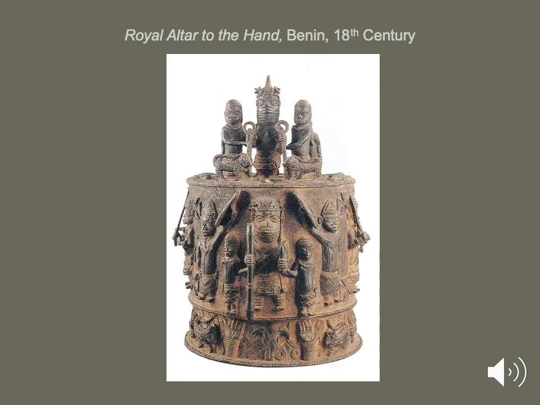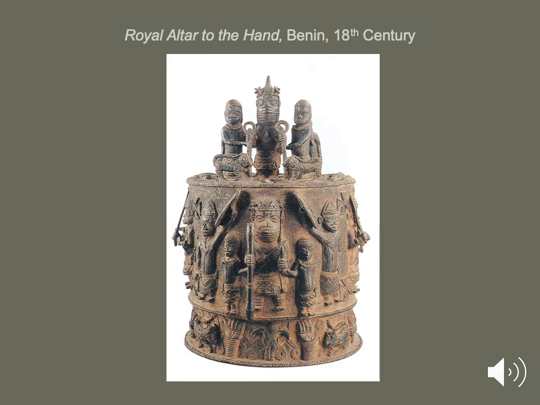This is a piece called Royal Altar to the Hand from the Benin culture in Africa from the 18th century. In this work, we can see both scale and proportion being used to create content. So first of all, I want to draw your attention to scale. If you look at the figures in the middle part of the piece there, in that middle register standing side by side, you'll notice that some figures appear to be larger than other figures. In particular, the middle figure is the largest, so he's both taller and wider than the other figures. So that's an exaggeration of scale, and it's meant to draw our attention to him and also to make him feel like he is the most important figure.